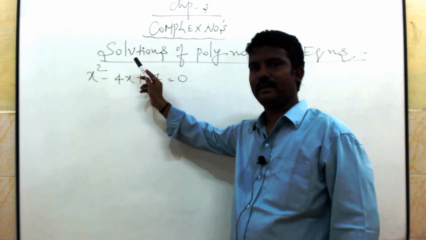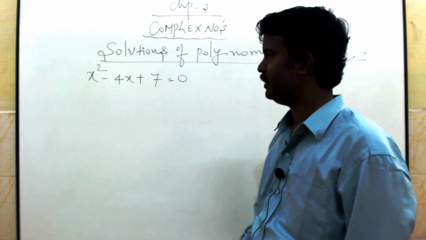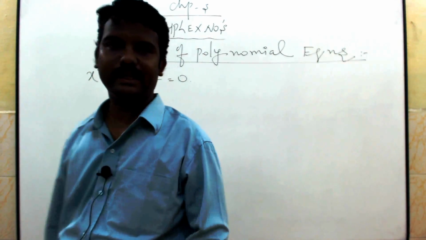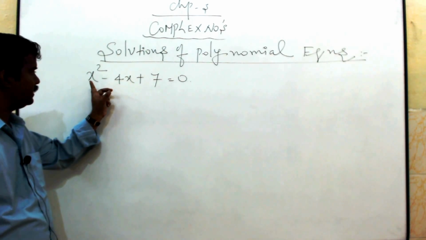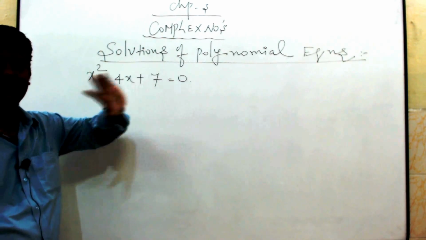Today's class, we are going to see how to find the solution of a polynomial equation, right? If you are given a polynomial like this, consider a quadratic equation, x square minus 4x plus 7 is equal to 0.